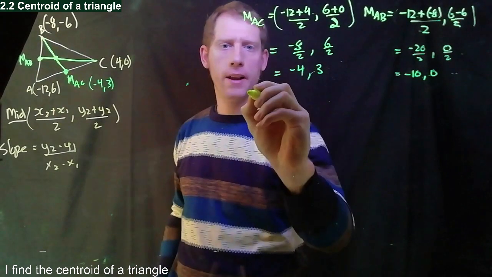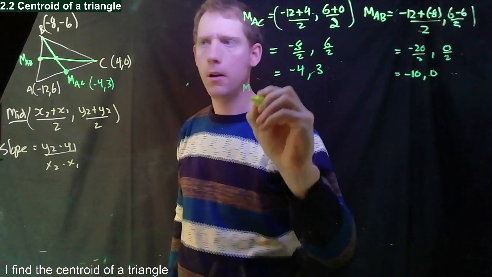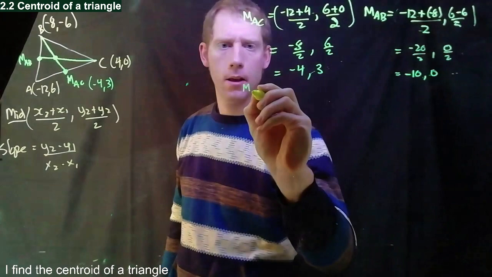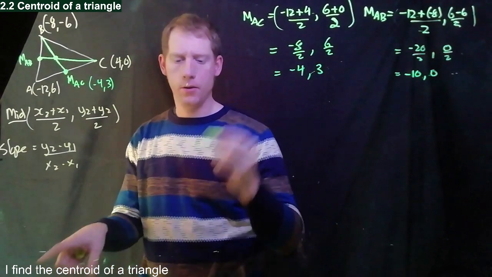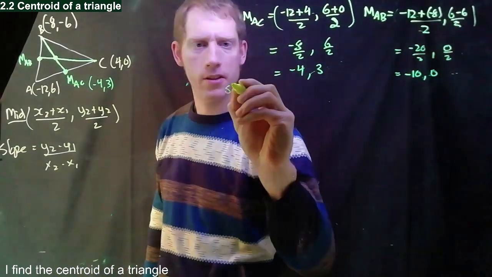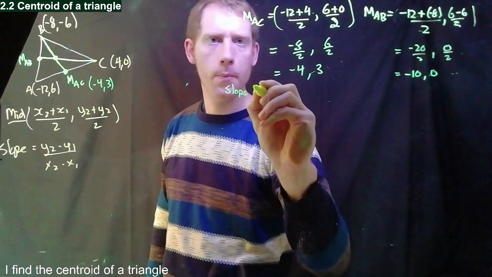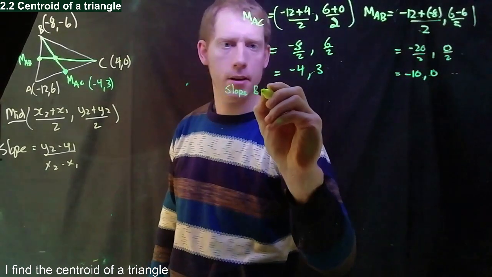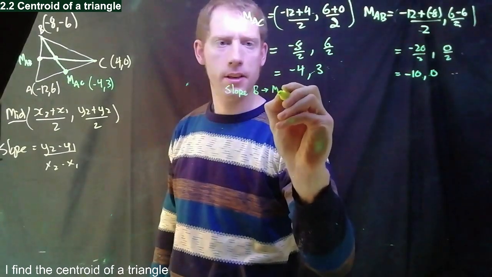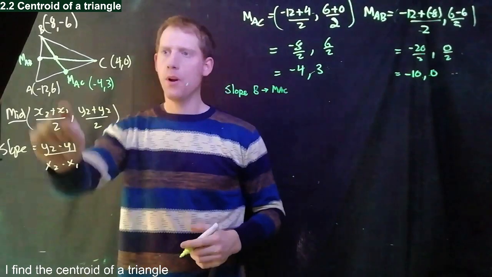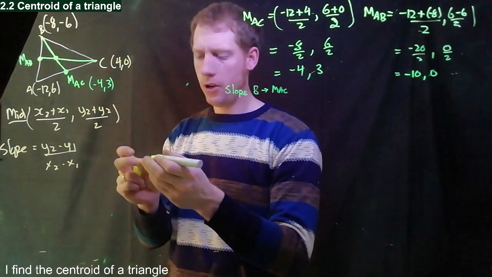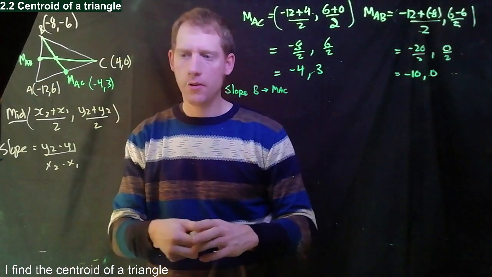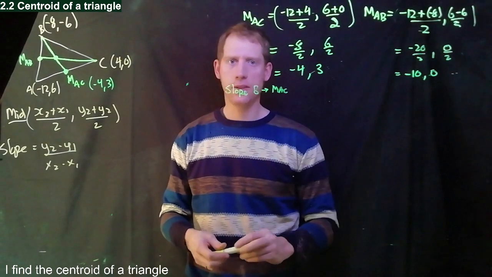Now we need to find the slope between the points. Let's find the slope between B and MAC. So we want to find out the slope here. To find the slope, we're using this equation: the difference in your y's divided by the difference in your x's.